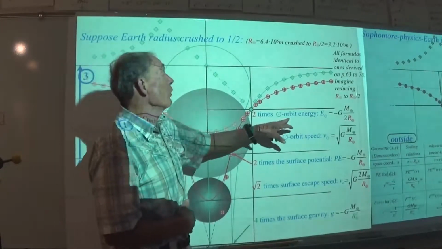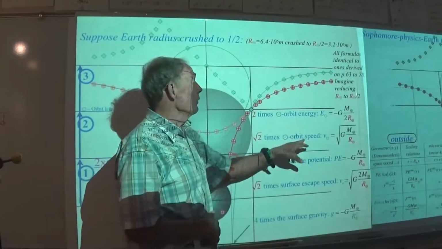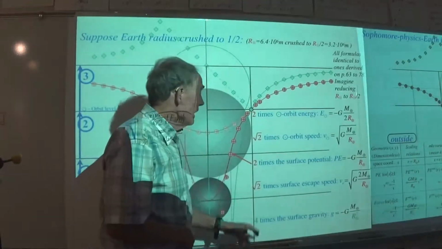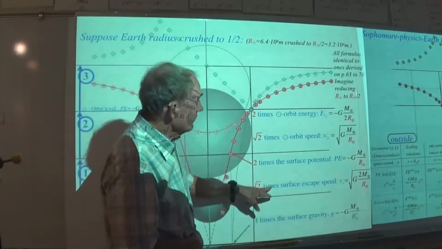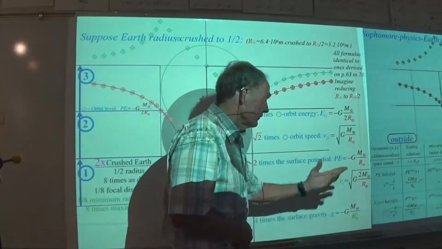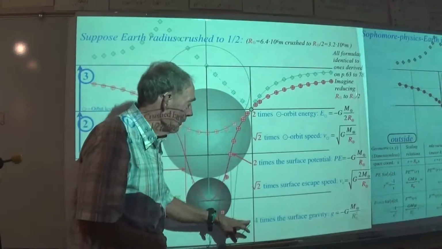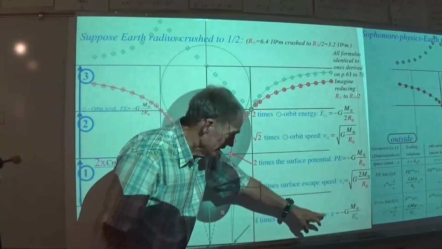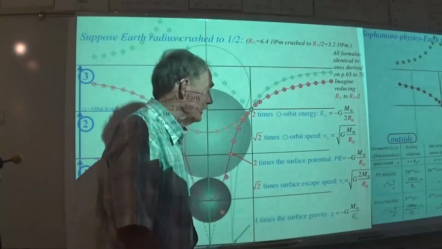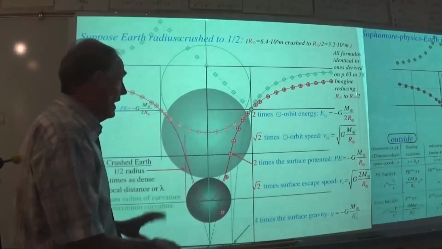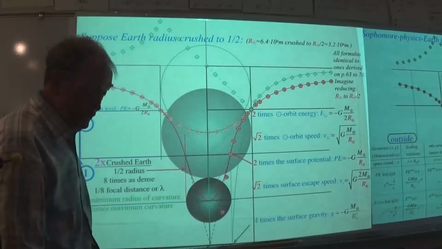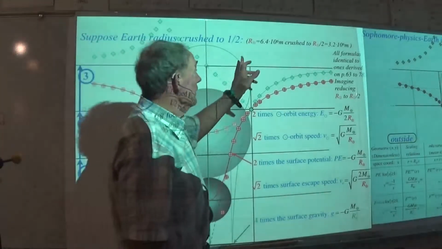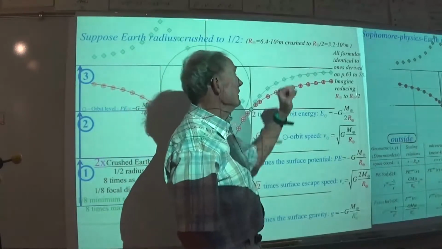I get 2 times the orbit energy, I get square root of 2 times the orbital speed, I get 2 times the surface potential, I get square root of 2 times the surface escape speed, that's escape velocity, that we talked about before, and you get 4 times the surface gravity. The little g gets real big just by doing a half. Okay, so those are things to talk about as you crush to a half radius.